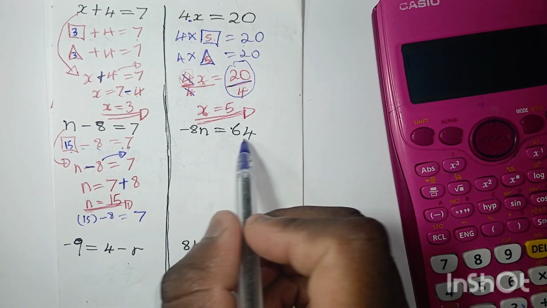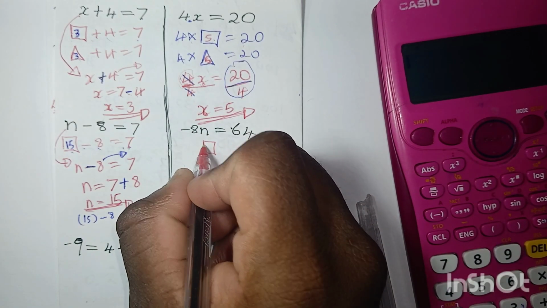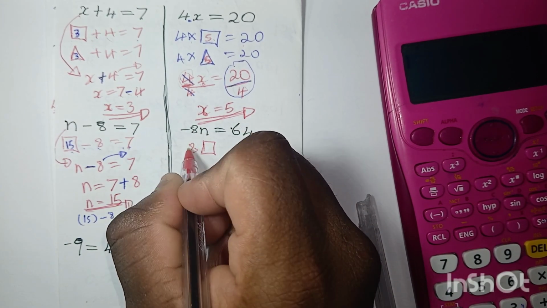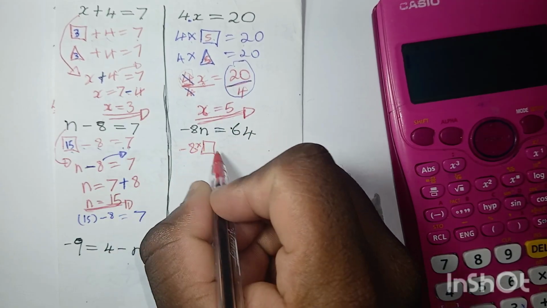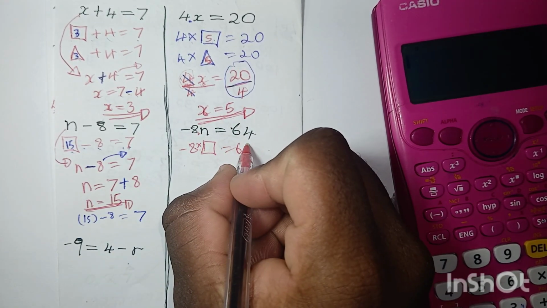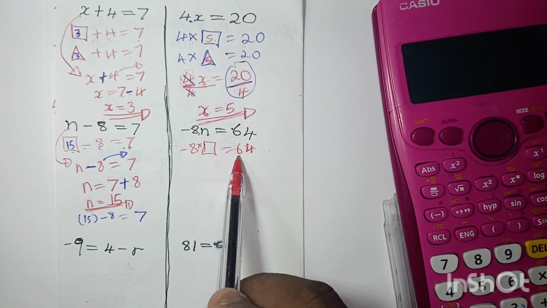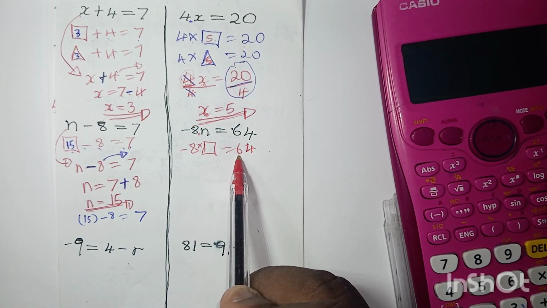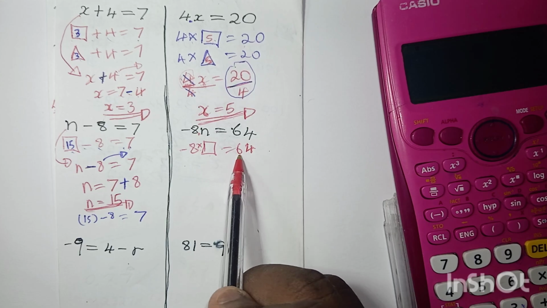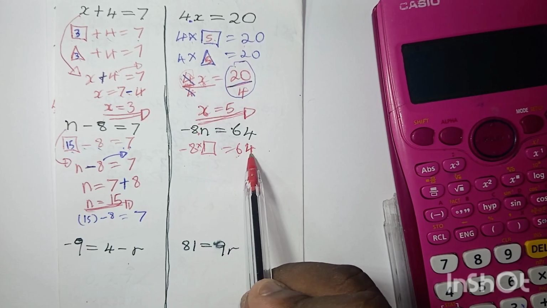Then let's try this one. So this thing is something like a box. We should identify what is inside the box. Here there is multiply. If there is nothing, a dot represents multiply. So it's 8. So what must be inside this box in order for me to get 64, guys?